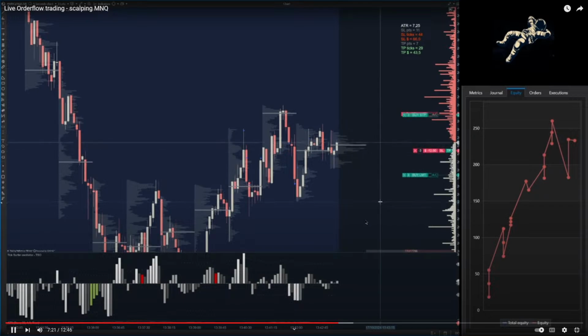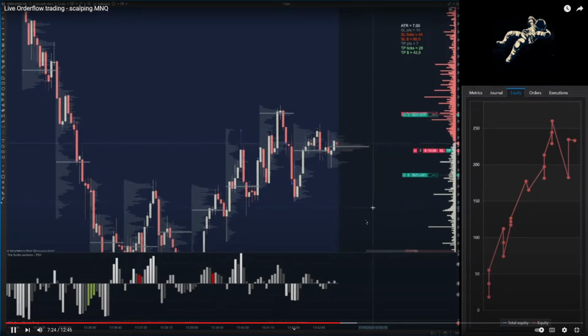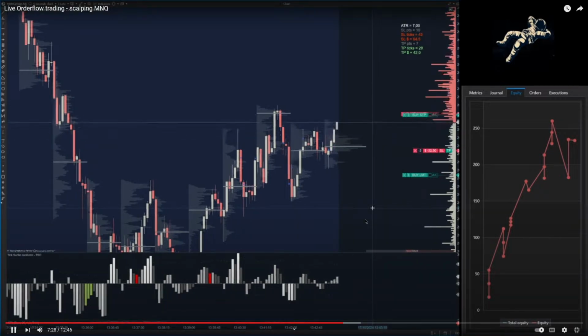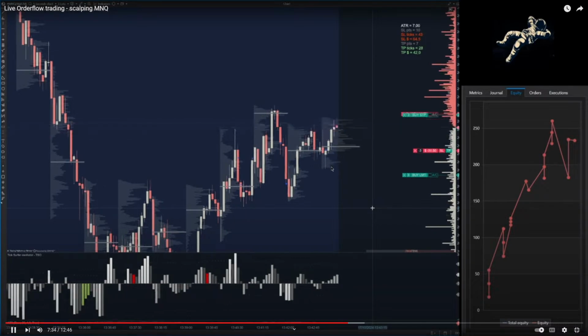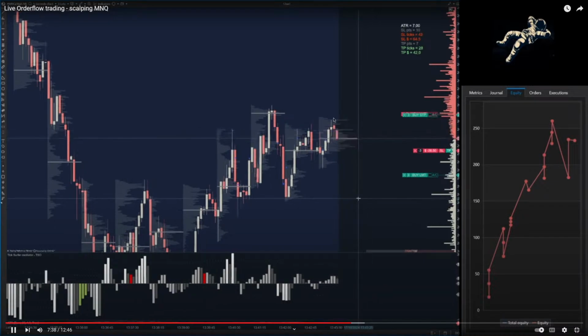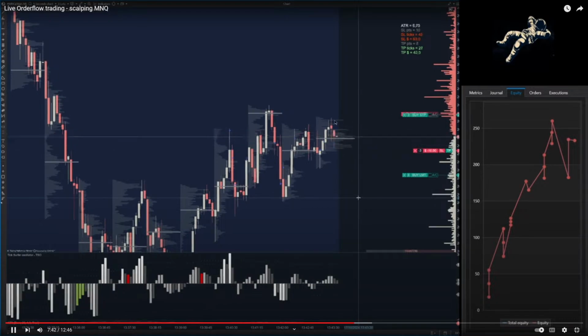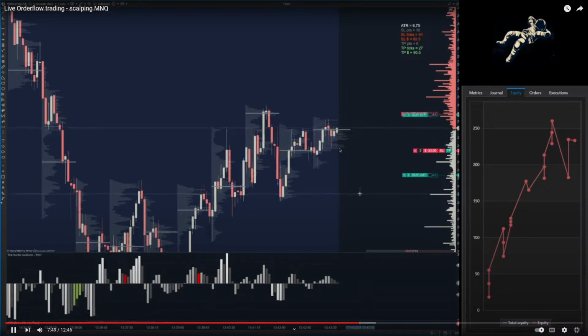Let's see if it holds. Might have been too aggressive. Will they take this? So now I really want to see this hold. Yeah, we do see some rejection off of it. Again, probably the first entry up in this area would have been the better one. Just having patience for price to get back up there.